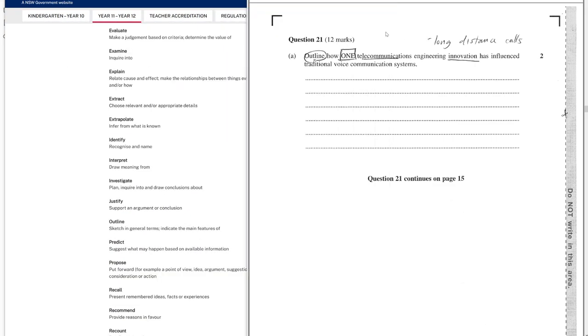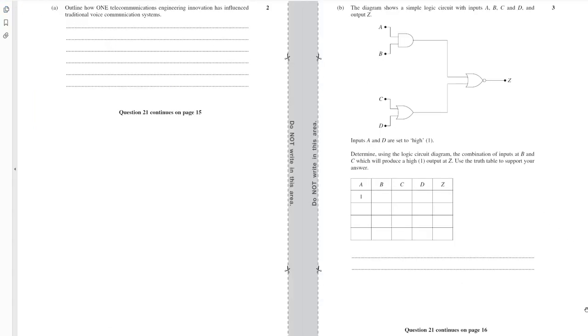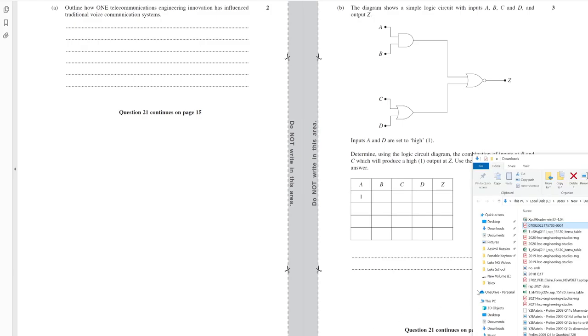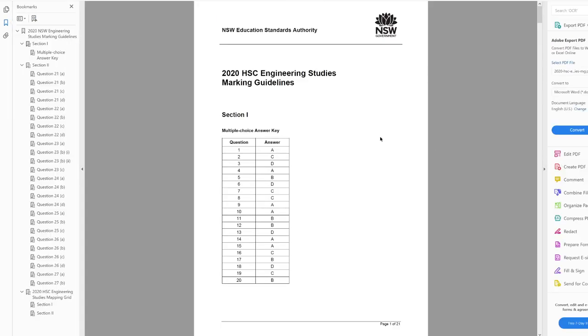Okay, so we'll go back to here, and we'll also get this up as well. Okay, so what they said is, really? I'm on the wrong paper. Yeah, I'm on the 2019. Just one second, sorry about the wait, people. Marking elements. There we go.